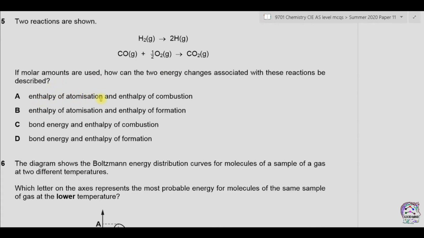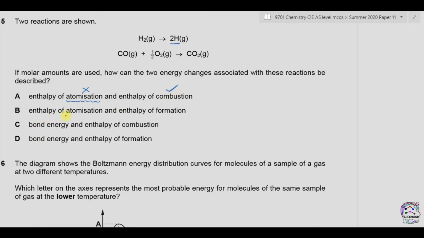A. Enthalpy change of atomization and enthalpy change of combustion. Atomization is actually when 1 mole of atoms is formed from the elements in the standard state. So in this equation 2 moles of hydrogen atoms are being formed, so this is not the standard enthalpy of atomization. And enthalpy of combustion is when some substance is burnt in excess oxygen to form the product. So in this equation carbon monoxide is being combusted in the presence of oxygen to give carbon dioxide. So yes, it is enthalpy of combustion.